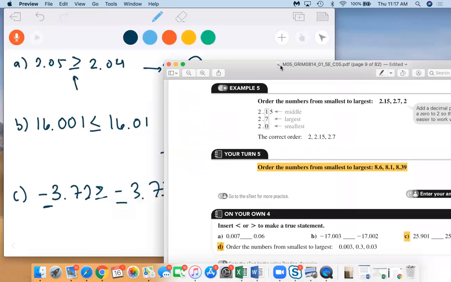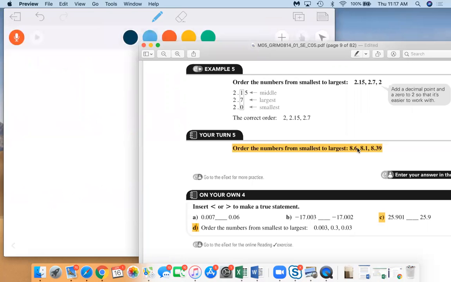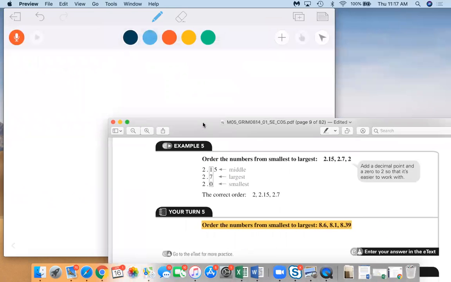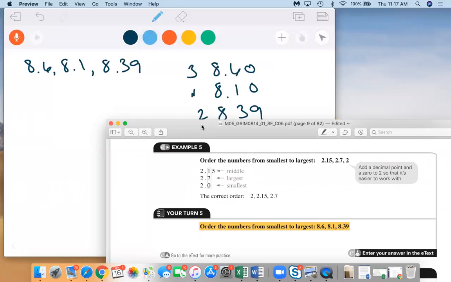All right. Now, one of the things it has us do is order from largest to smallest. So now you have to compare a couple with each other. So here we have 8.6, 8.1, and 8.39. So what we could do is compare all three of them together. And if you want, you can put zeros there. You don't have to, but if it helps you compare, that's fine. So all the 8s are the same, but here they're all different. So this is the biggest, right? This is the second biggest, and then this is the third biggest, right?